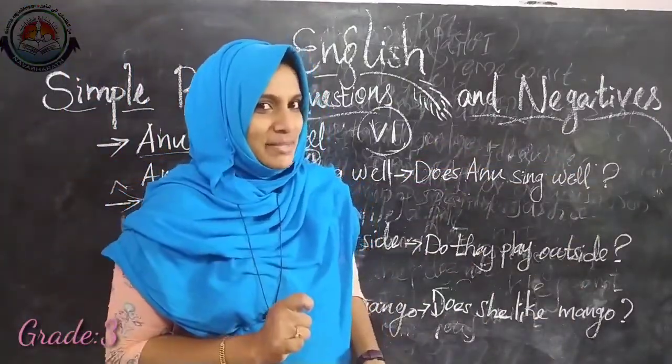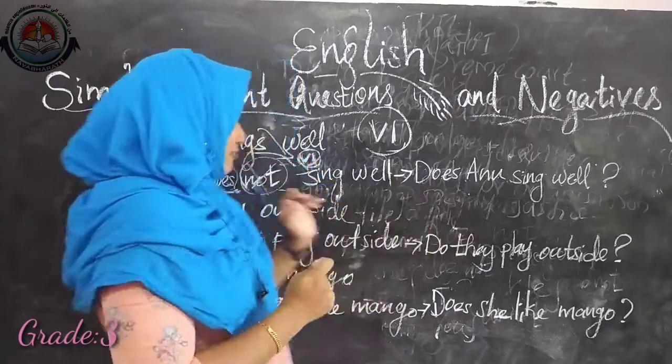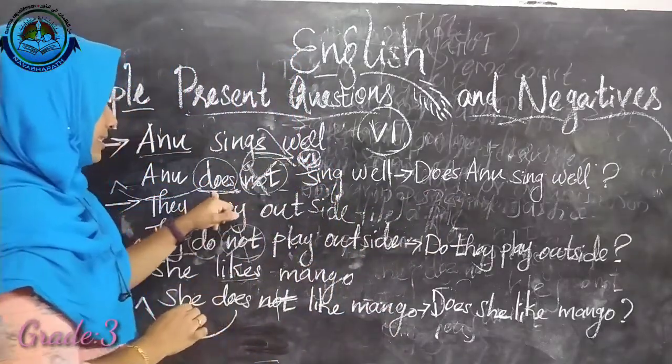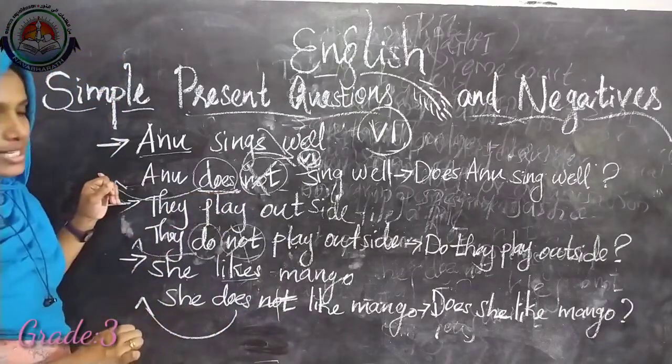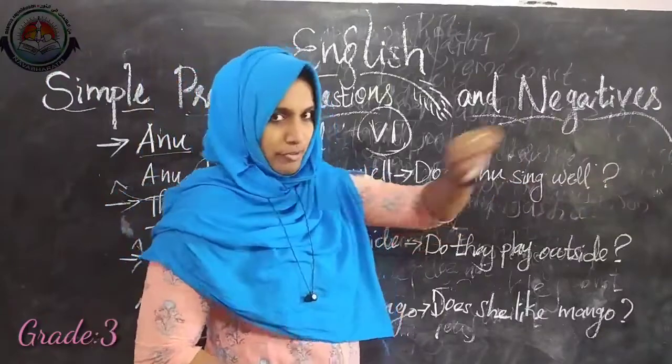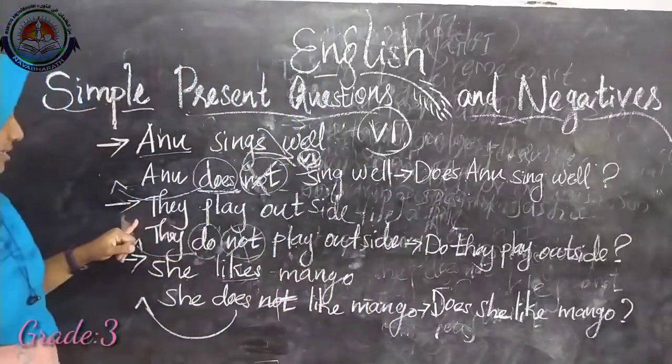Then how can you change this negative sentence into a question form? Yes, that is also very simple. What do you have to delete from this negative sentence? It is the word not. Then take this does to the beginning of the sentence. So the sentence becomes: Does Anu sing well? Then let's see the other sentences.